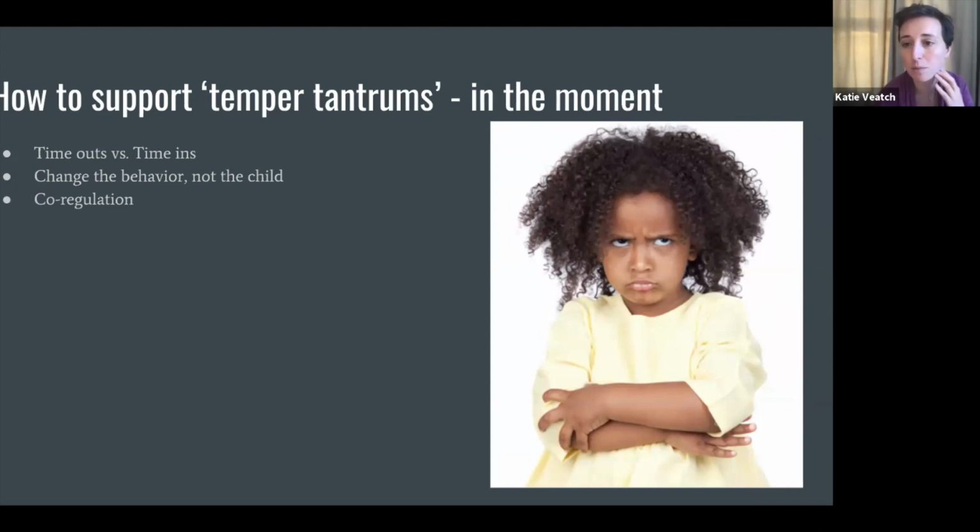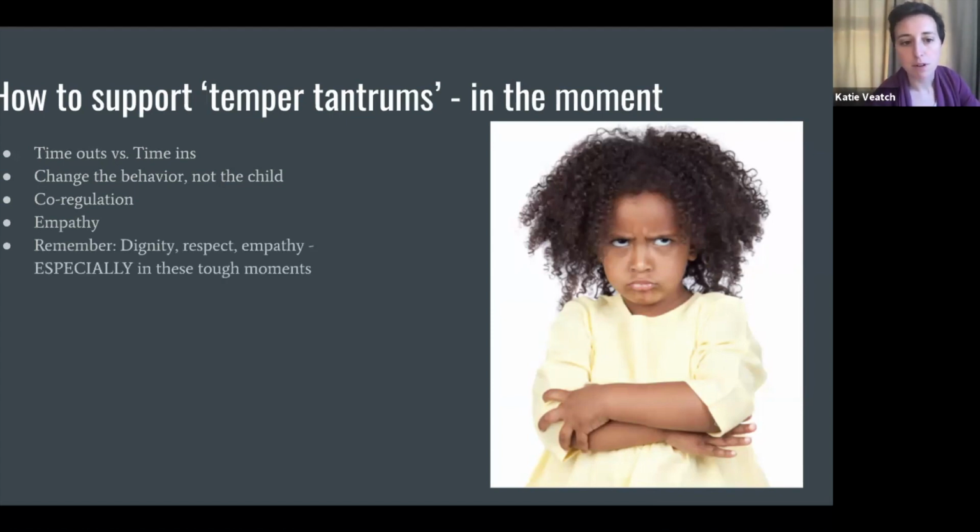They don't know it. And co-regulation is the act of really putting your physical body and your physical energy near a child who's having a hard time. When we put our physical body, and it is calm, near a child who's having a hard time, they can co-regulate. They can regulate their emotions based on our demeanor. Empathy, let's have empathy for what the child is going through. And remember, dignity, respect, and empathy in these tough moments is really, really, really key to success.